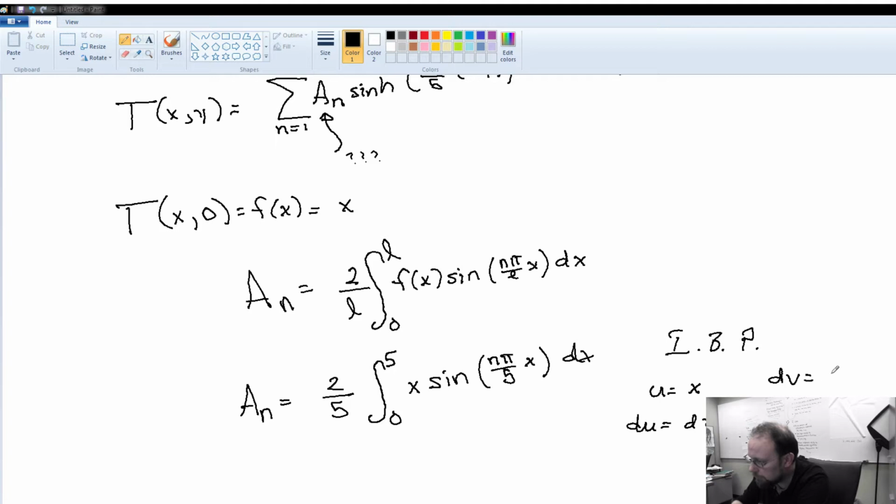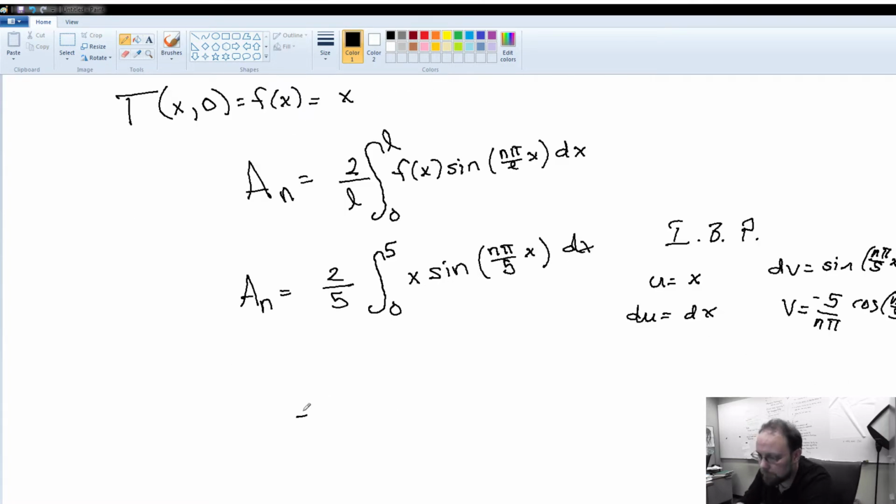dv is our differential sine n pi 5x dx. And integrating that sine, we all know that we get 5 over n pi negative cosine. Just some basic integration there. Alright. So this is just, you know, plug and play.